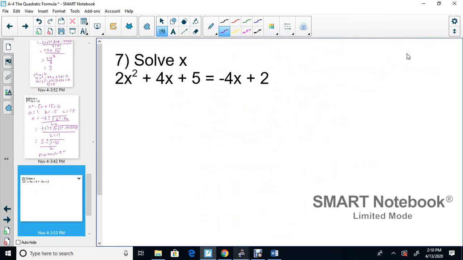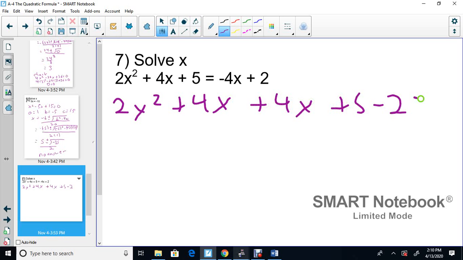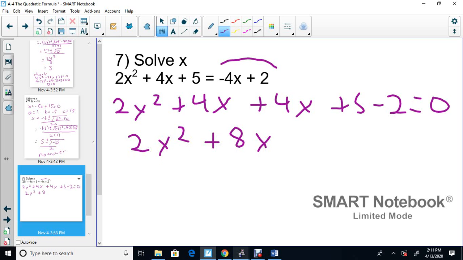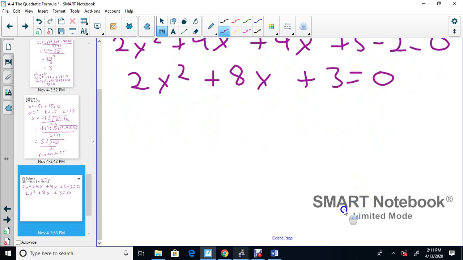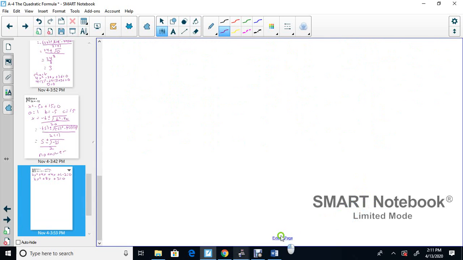Okay, so first we have to make it equal to 0. So we'll go 2x squared plus 4x. We bring the other 4x to this side, 4x here, plus 5 minus 2 equals 0. So we just brought these two numbers to the other side and changed the signs. Now I get 2x squared plus 8x plus 3 equals 0. Okay, now if you want to pause and solve it from here, you can.